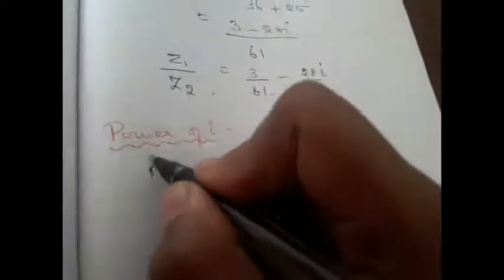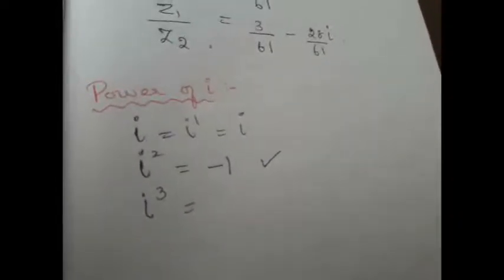Next, what are we going to learn? We are going to learn about powers of i. What will happen if we increase the powers of i? What is i? i means i power 1. i power 1 will be i only. Right? What is i square? i square is minus 1. This is defined. So wherever you come across i square, it is going to be minus 1 only. What is i cube? i cube can be written as i square into i, right? i cube means you need to multiply i three times.